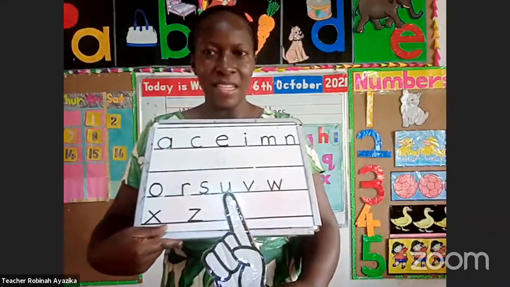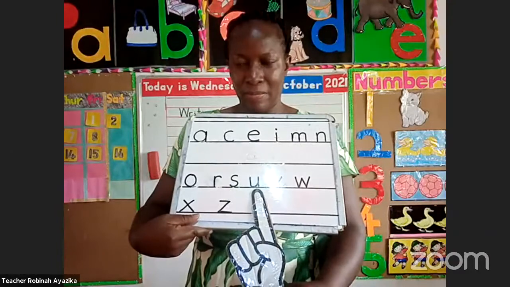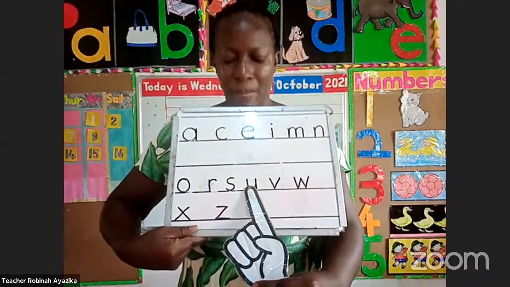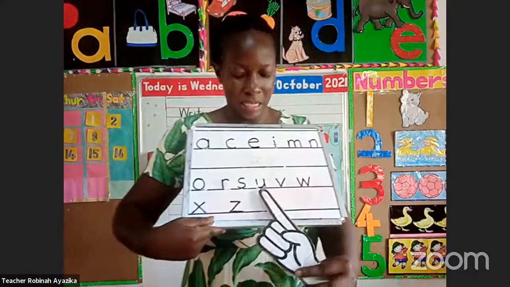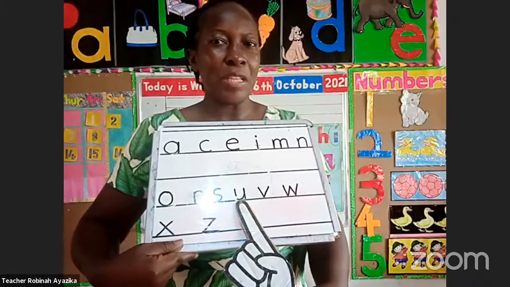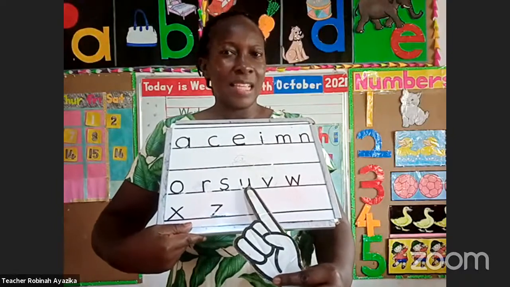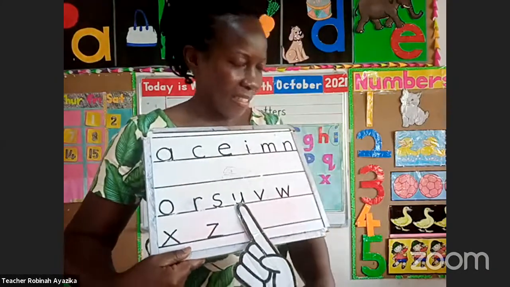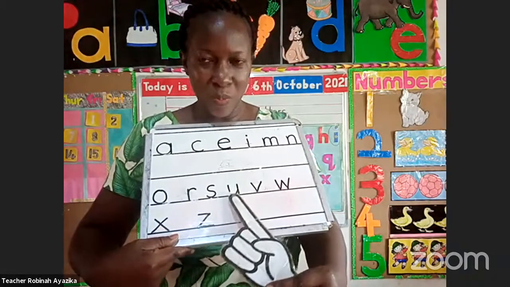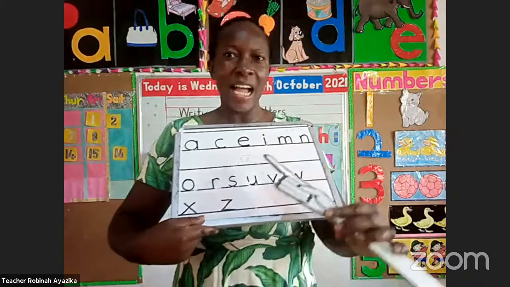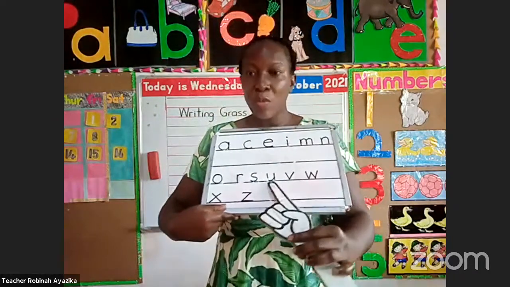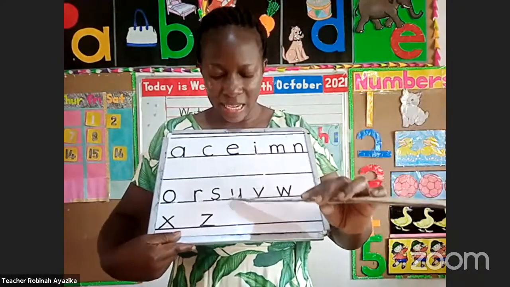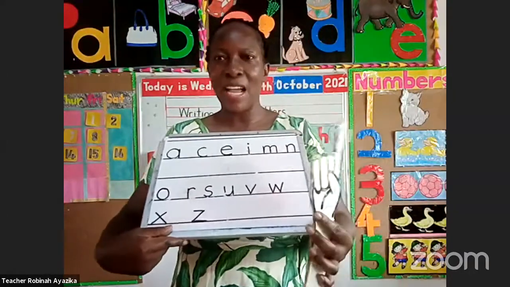Someone tell me, what's the name of this letter here? U. Yes. What's the name of this letter? Letter U. Is it capital letter U or small letter U? Small letter U. And when we are writing small letter U, you start from the middle of the line. Yes, it is very good. It is a brass letter. Very good.